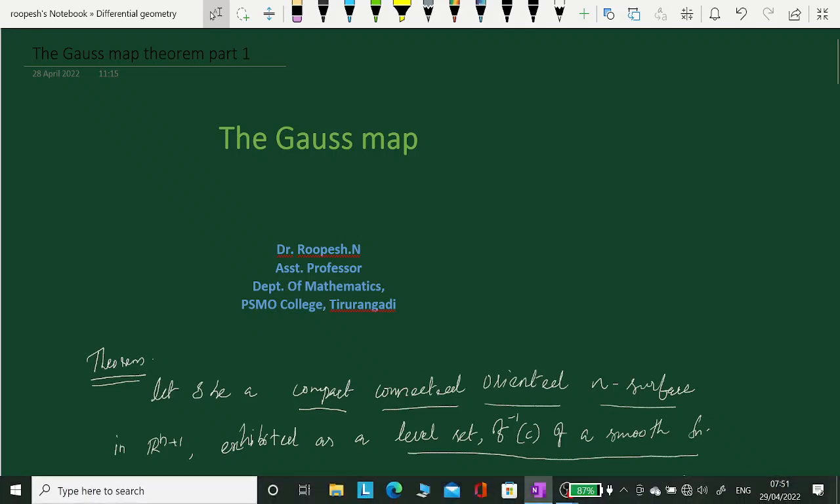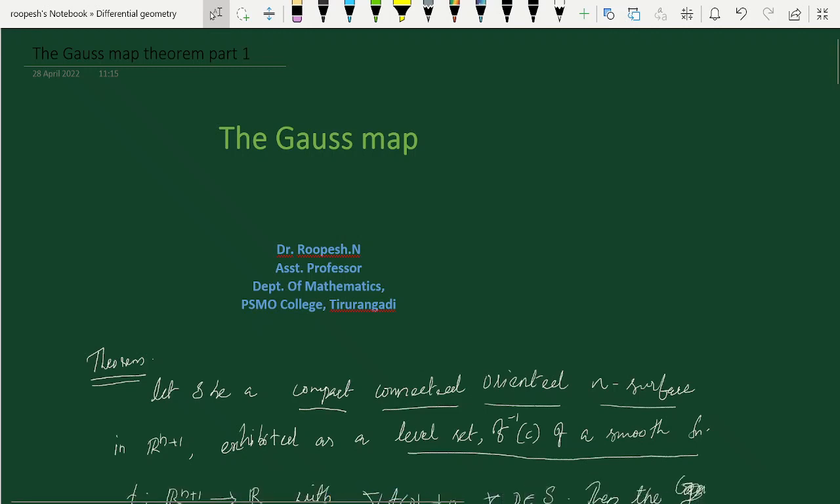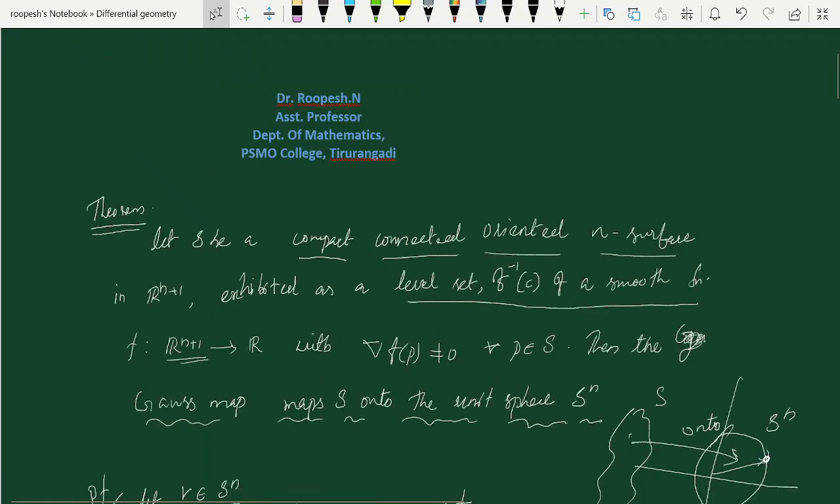Welcome to another session of differential geometry. Last class we have studied about the Gauss map and a theorem related to the Gauss map. Now the theorem says that if S is a compact connected oriented n-surface exhibited as a level set of a smooth function, then the Gauss map maps this surface S onto the unit sphere Sn.